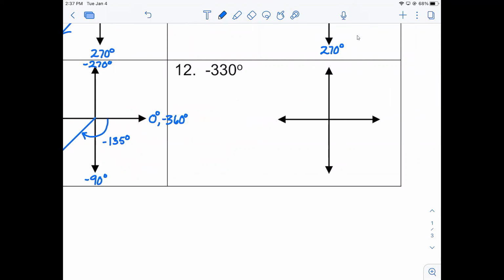So we're still in the negative direction, so we're going clockwise. We have 0 degrees, negative 90 degrees, negative 180 degrees, negative 270, and negative 360. Okay, and I'm going to negative 330 degrees. So 330 is going to be closer to 360 than it is to 270. So this angle going all the way around here is going to be my negative 330 degree angle.